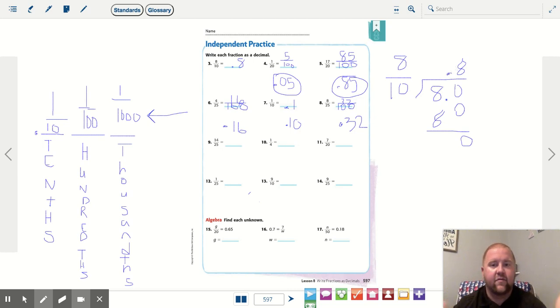Now, that works for any fraction that you're given. Sometimes the numbers might go on forever. Sometimes it might be 3 decimal places. But again, if you can't get a denominator to go into 10, 100, or 1,000, you could always divide. It's also another way that you can check your work just to make sure that you are doing the problems correctly.